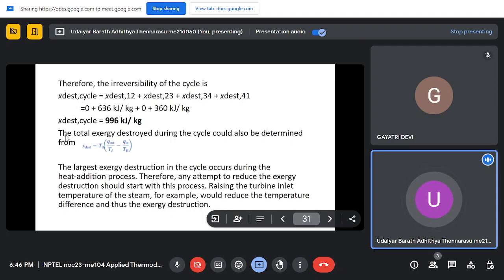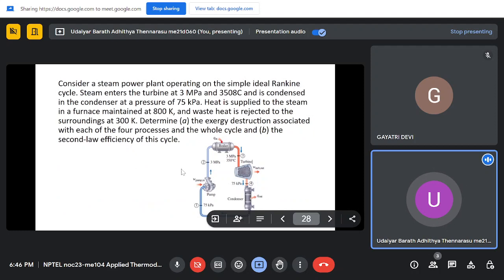Next, the total exergy destroyed during the cycle could also be determined from the whole cycle. If you consider this whole thing as a black box, this being a closed cycle, there is only work coming out, Q going in and Q coming out. So there are only 3 components: one is work, one is heat transfer in, one is heat transfer out.